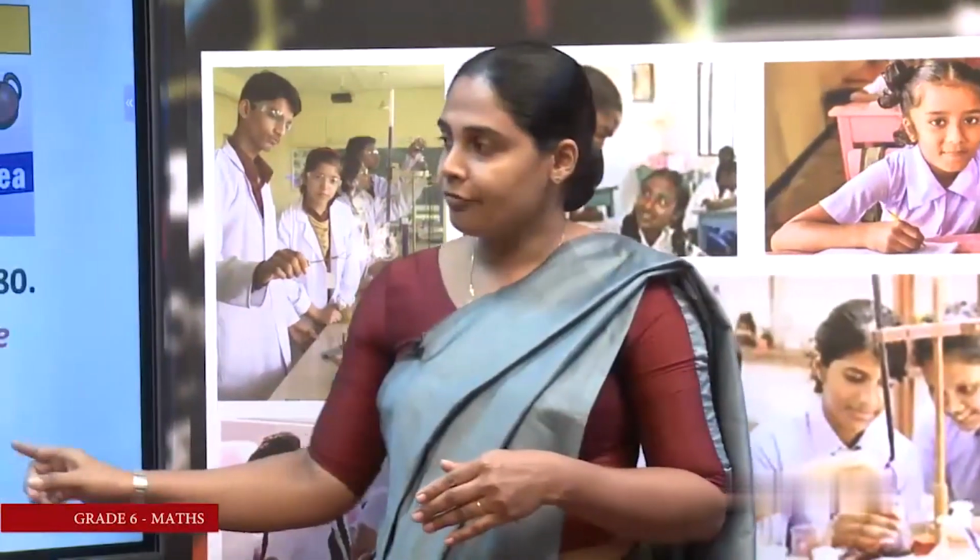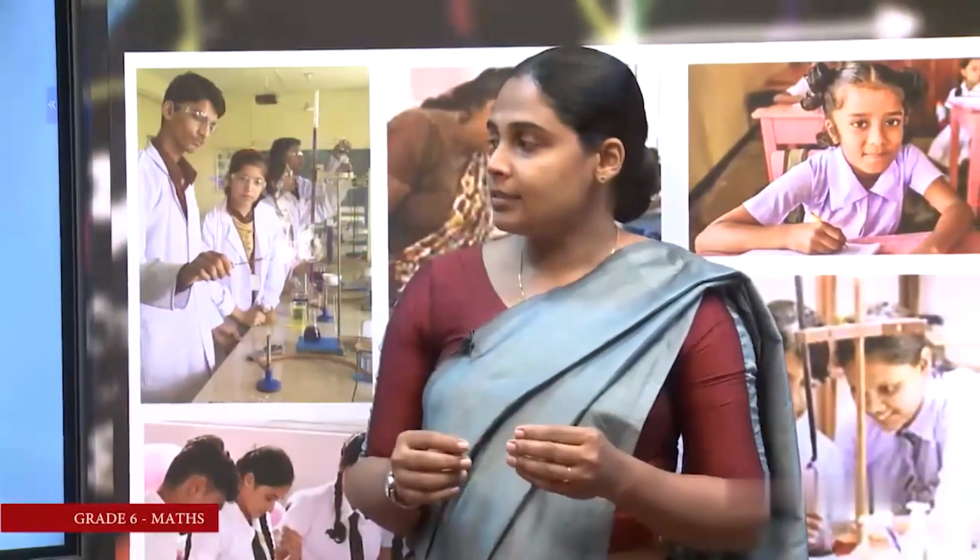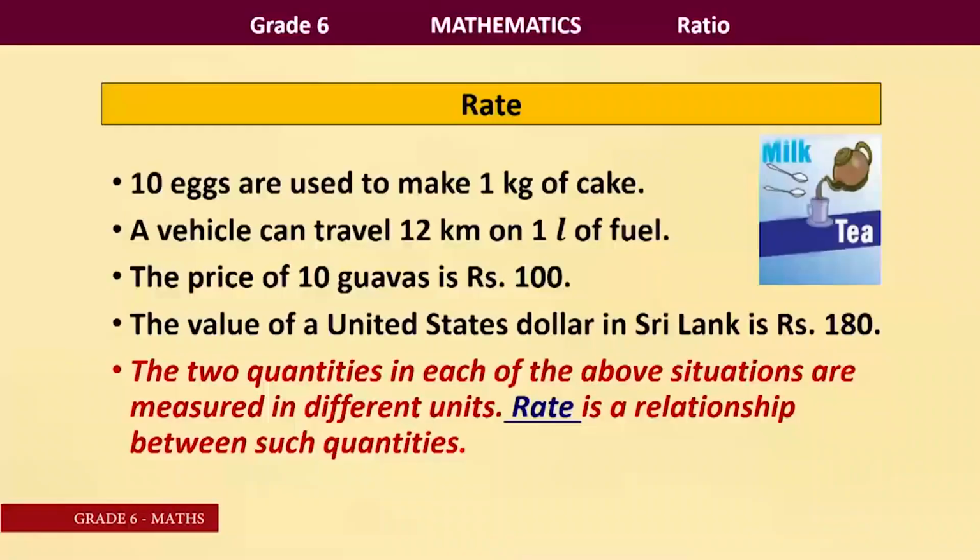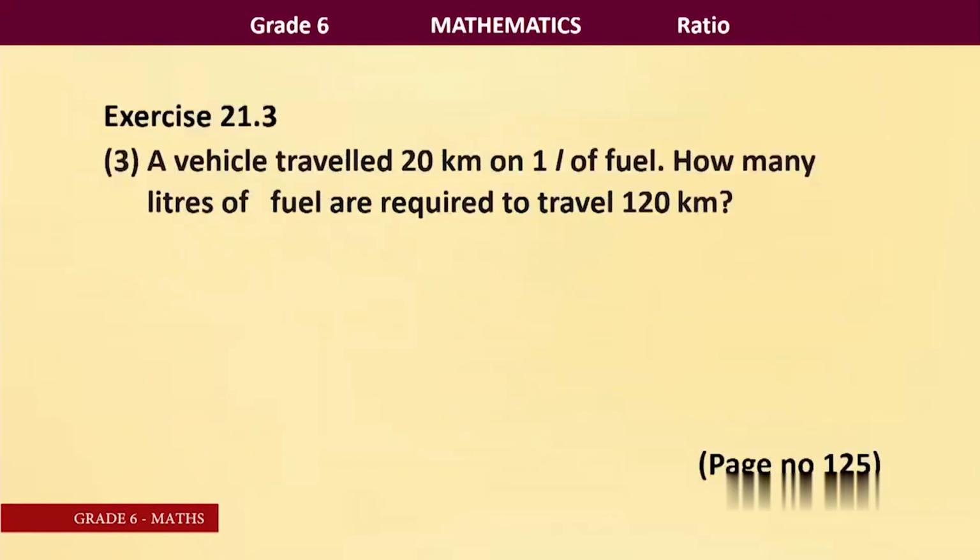Then how can we define it? The two quantities in each of the above situations are measured in different units. Then they are called rates. Then let's solve some questions of exercise 21.3.